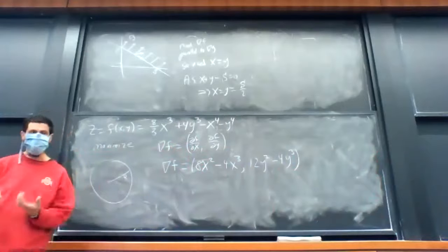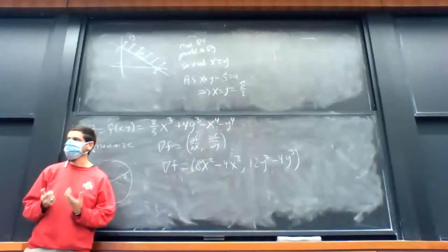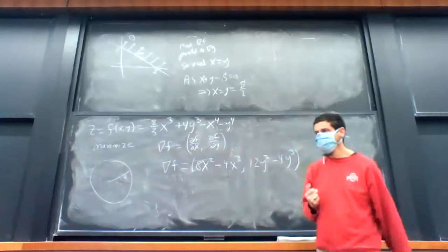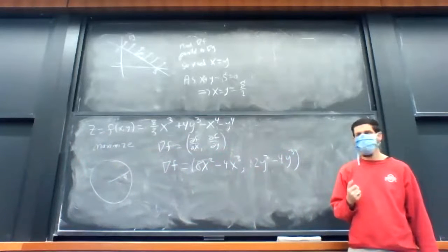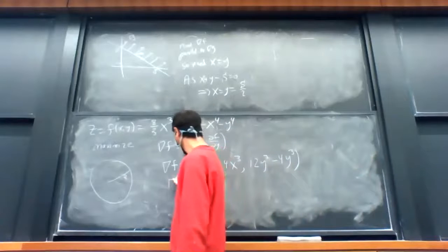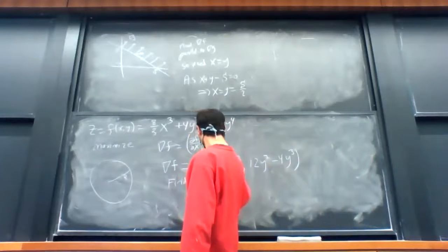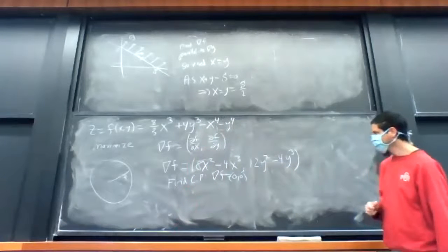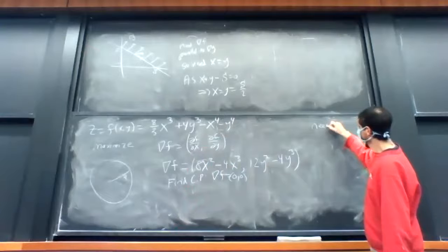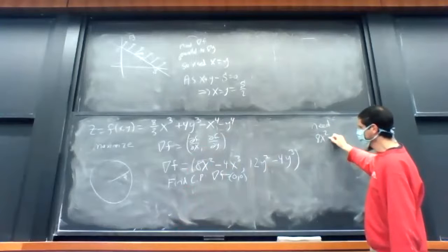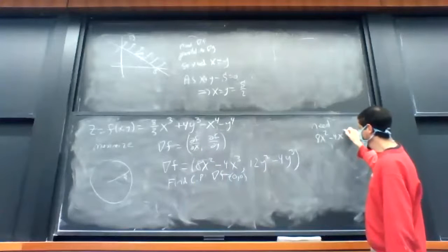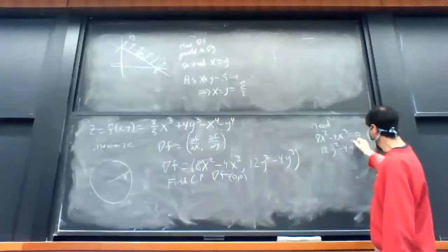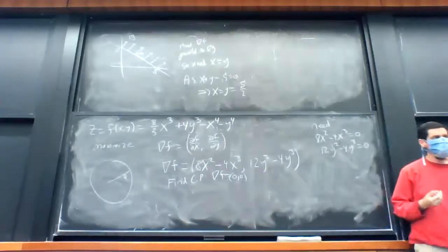So how would I find my candidates for where my function is maximized? To find critical points, we set the gradient equal to 0, 0. So we need 8x squared minus 4x cubed equals 0, and 12y squared minus 4y cubed equals 0.